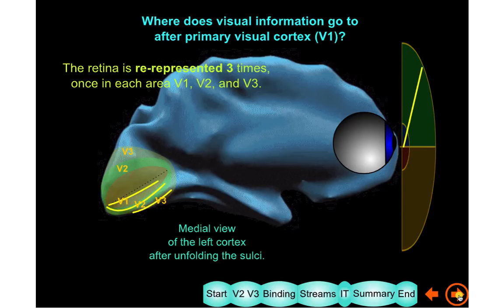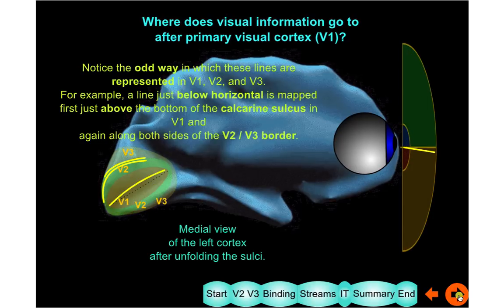What's that all about? Well, let's take a look at a line that's almost horizontal, okay? So this line, you can see here at the very bottom of the calcarine, and that's where you'd expect the horizontal line. But you can see that there's another line here near the V2, V3 border, and similarly there's a line in V3 here near the V2 border.